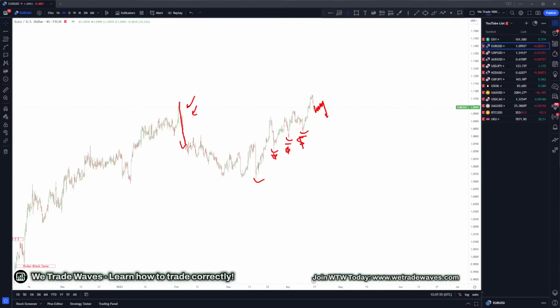After this drop, we'll update you. Will this be one of our trades of the week? We will let you know during our Sunday live session.